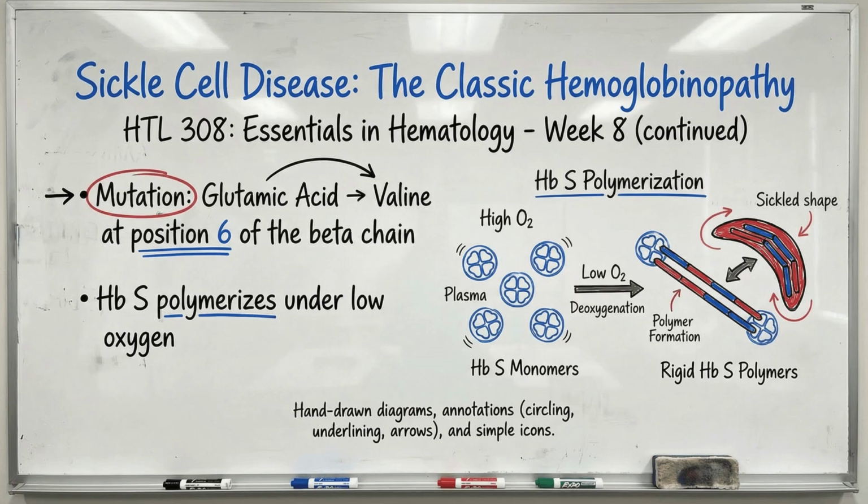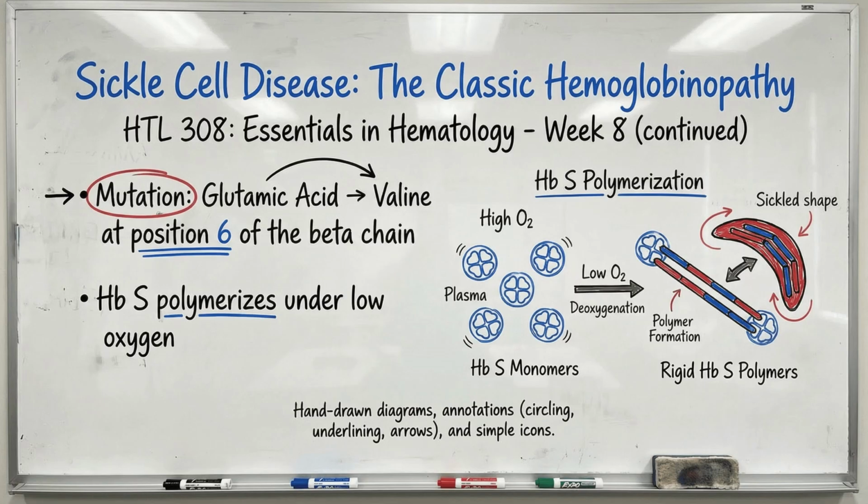Just one amino acid substitution, valine instead of glutamic acid, at a specific spot on the beta globin chain. But this seemingly small change has massive consequences. Under low oxygen conditions, this abnormal hemoglobin S doesn't just sit there. It polymerizes, forming long, rigid rods inside the red blood cell.